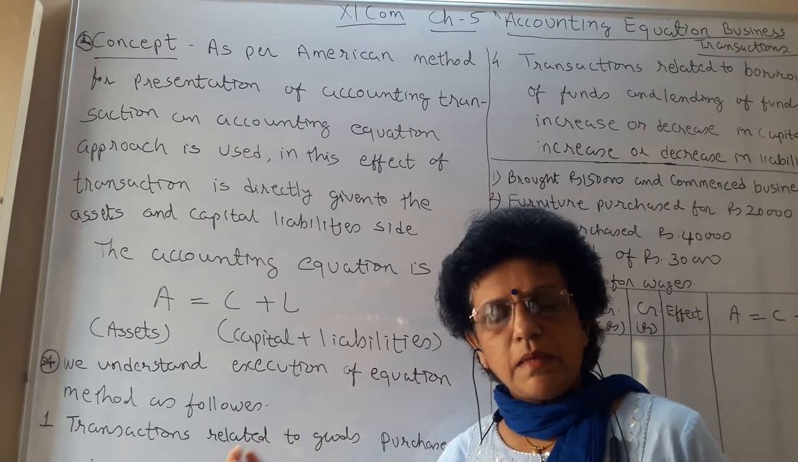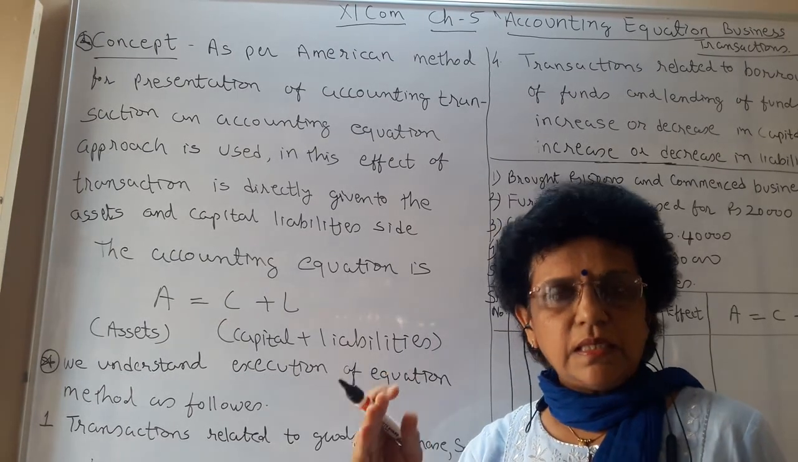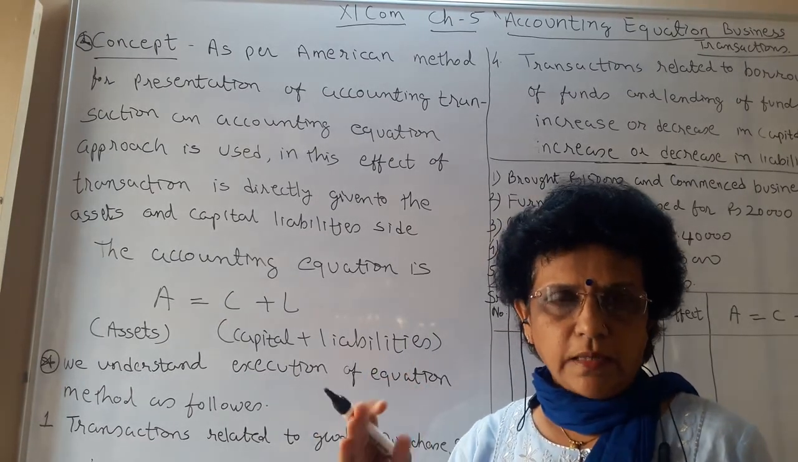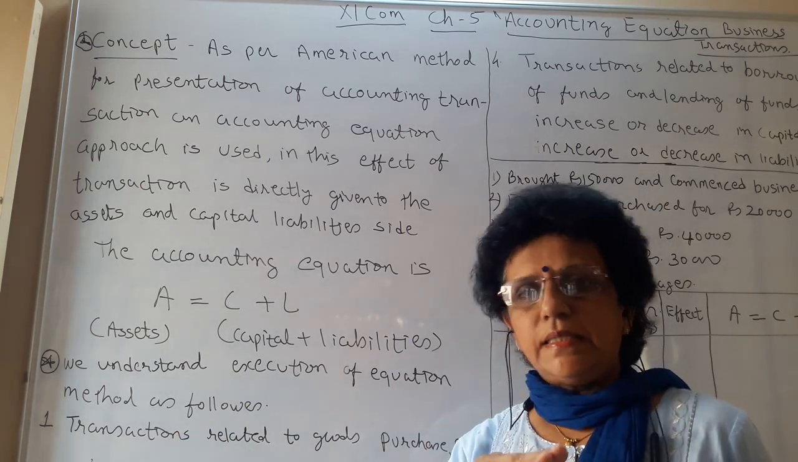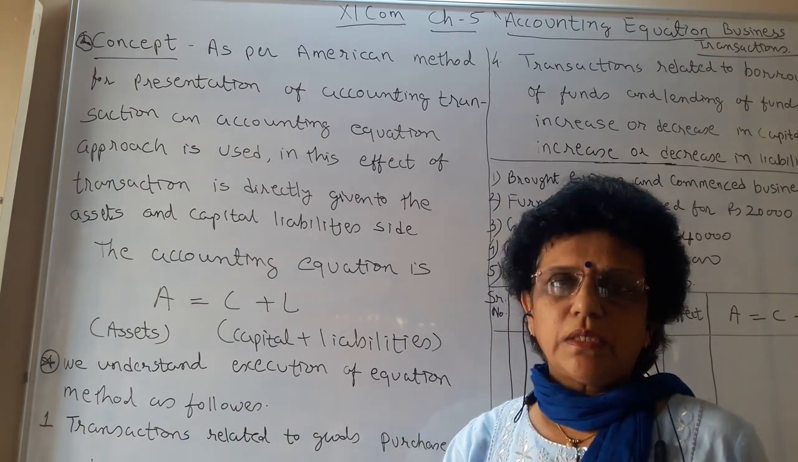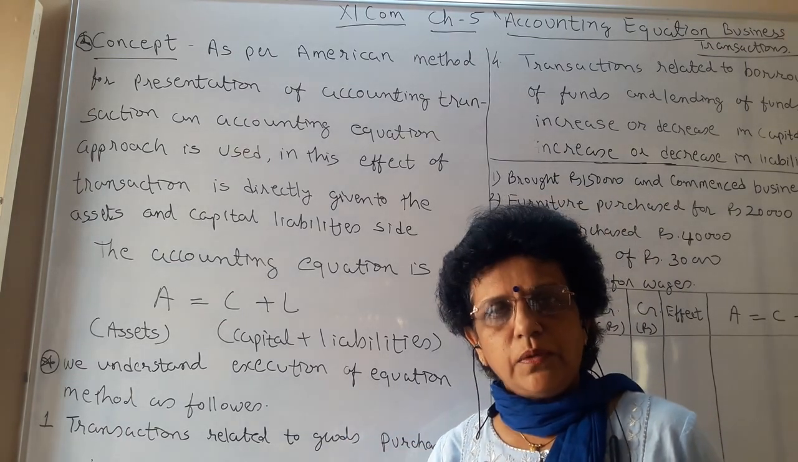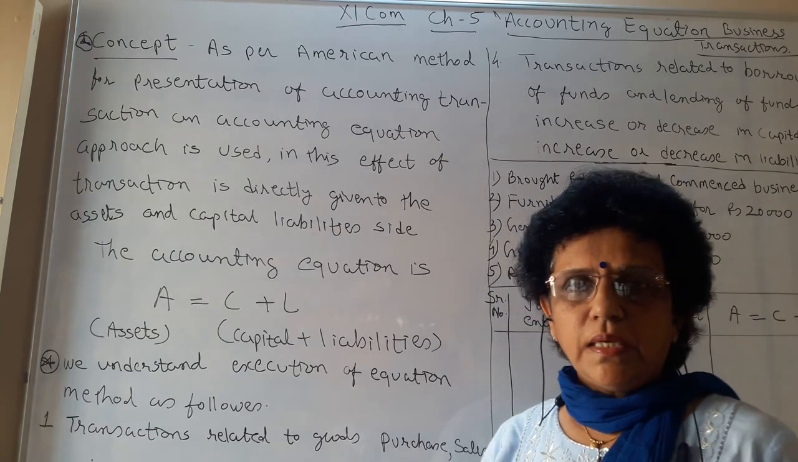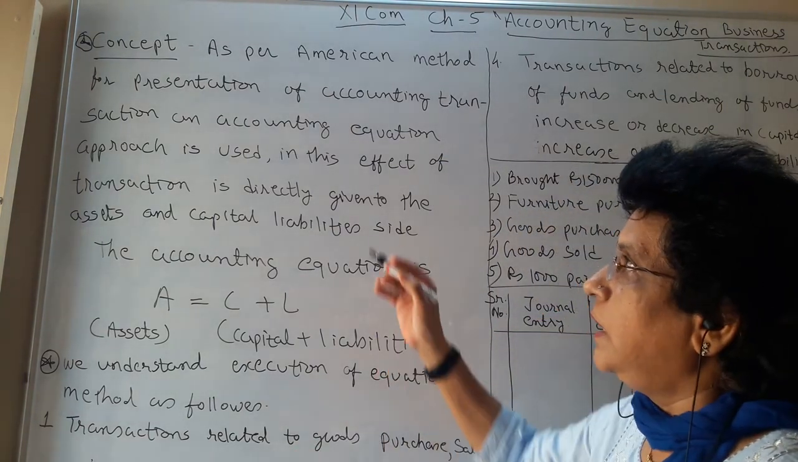Here the rules remain the same. The types of account remain the same. The basic journal entry you have to think about, what the journal entry is and all. What is the effect of that journal entry in the equation form? That is what our content is. So now we try to understand how accounting equations are to be shown in books of account.